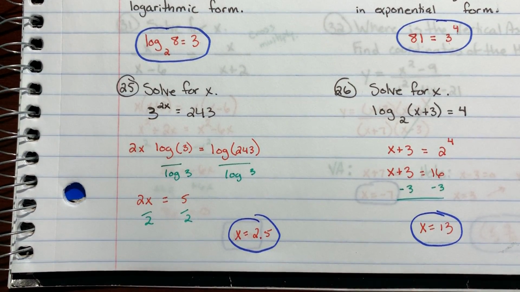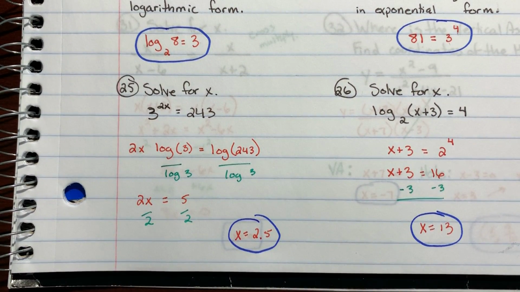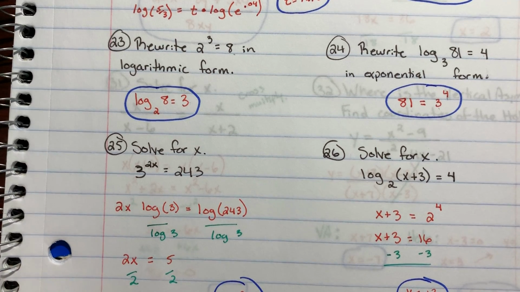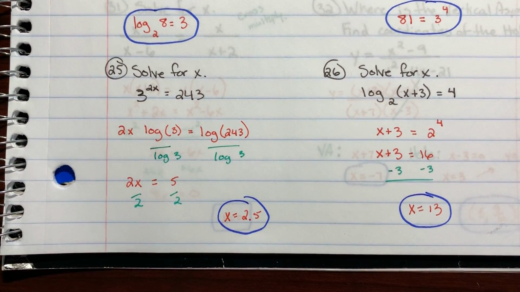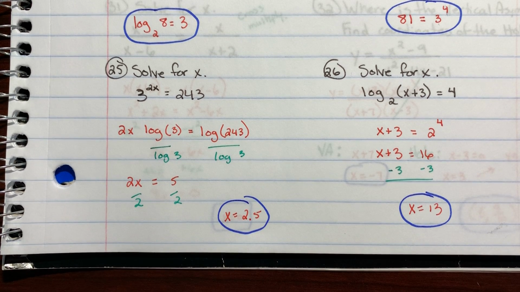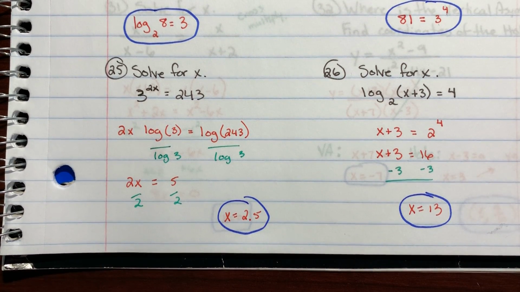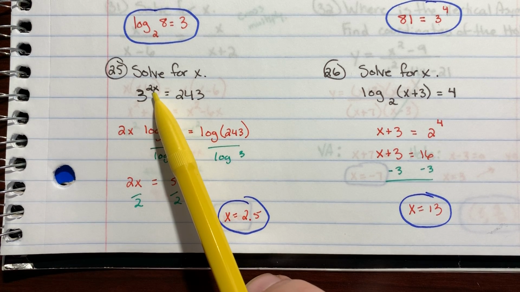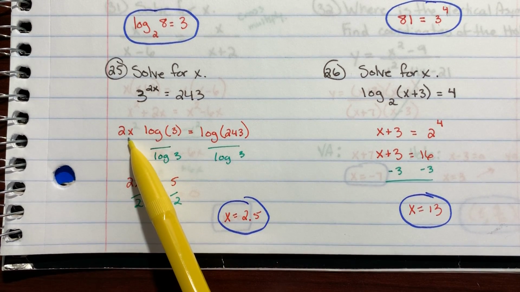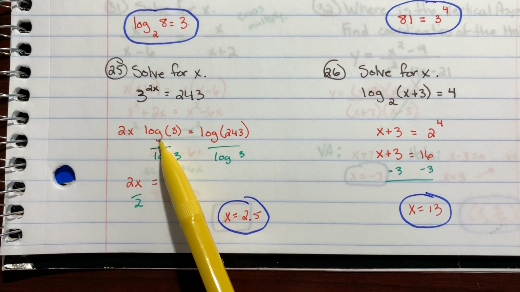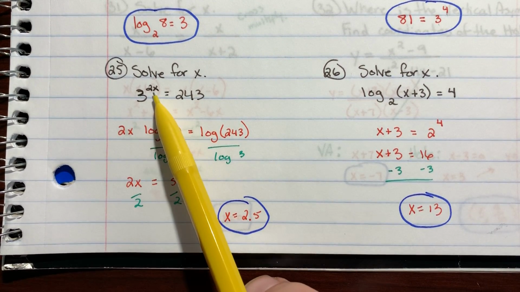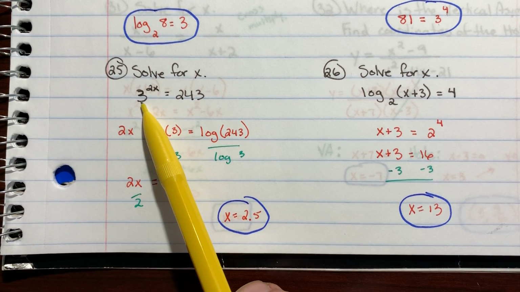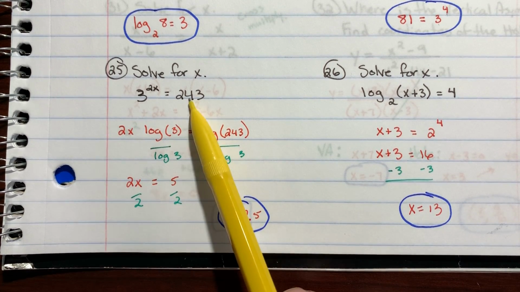25, solving for x. So 25 and 26 are basically like 23 and 24 in that one's exponential and one's logarithmic expressions. Only in these cases, they're equations, and so we're solving for them. What I did here is I brought this exponent down out front, and then I changed this to a log. Kind of went about it a different way just because I feel like this is easier for me. Drop the exponent down out front, change this to a log, change this to a log.